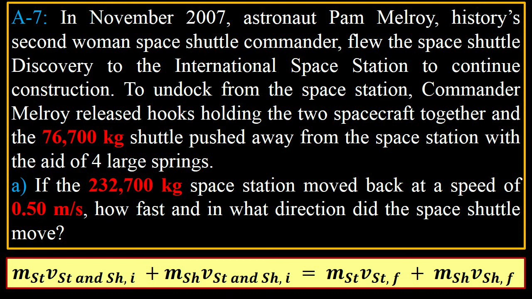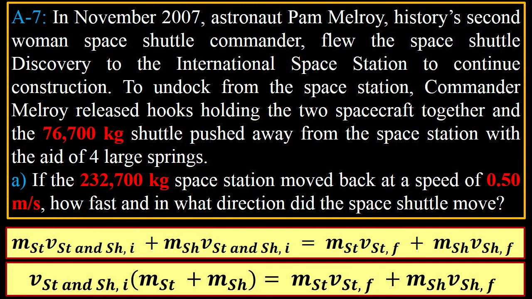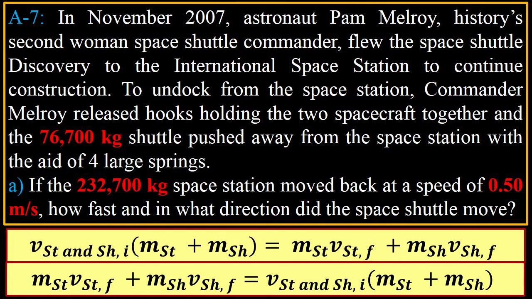So we want to solve for the speed of the space shuttle, the final velocity of the space shuttle. Initially the station and the space shuttle are together, so on the left side of the equation I factor out the velocity of the station and shuttle together, and then we have the values alone. Now I'm going to flip the equation using the property of symmetry, and then subtract the final velocity of the space station from the value, and then solve for the final velocity of the shuttle.